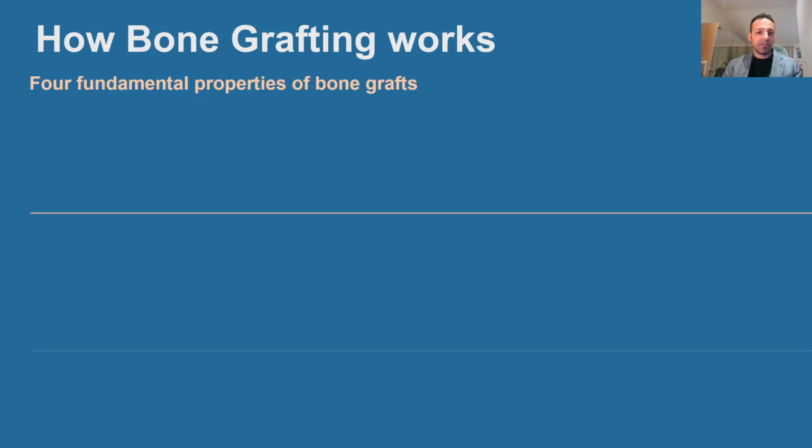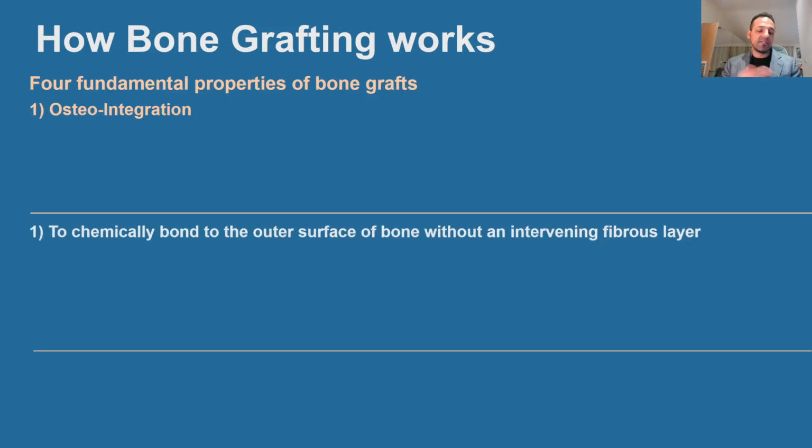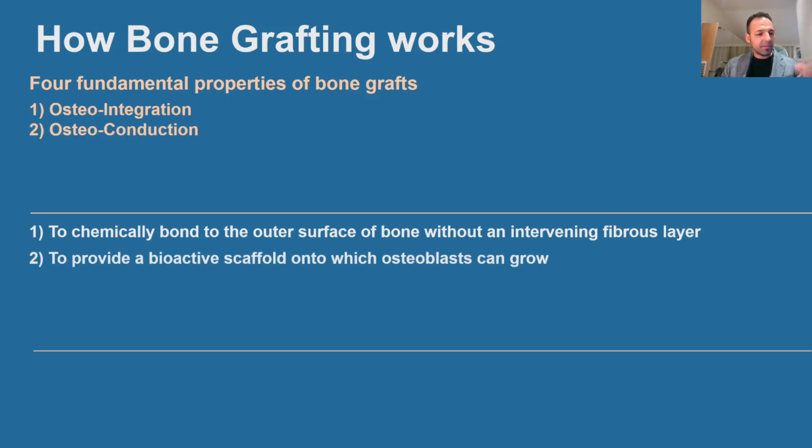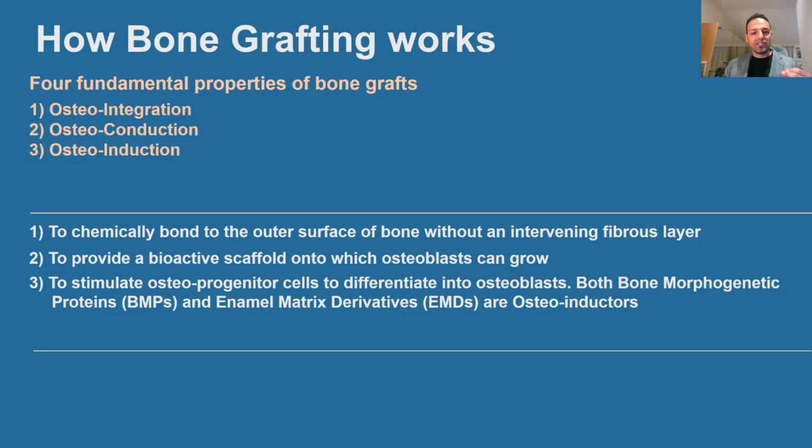So how does bone grafting work? Well, there are 4 fundamental properties that we want from our bone grafts. We want osseointegration. This is the ability to chemically bond to the outer surface of the bone without an intervening fibrous layer. We need them to be osteoconductive. As you remember, I spoke about that earlier, to provide a scaffold in which the host osteoblast can grow and lay down bone. This is called conduction. Then there's induction. This is to stimulate osteoprogenitor cells to differentiate into osteoblasts.